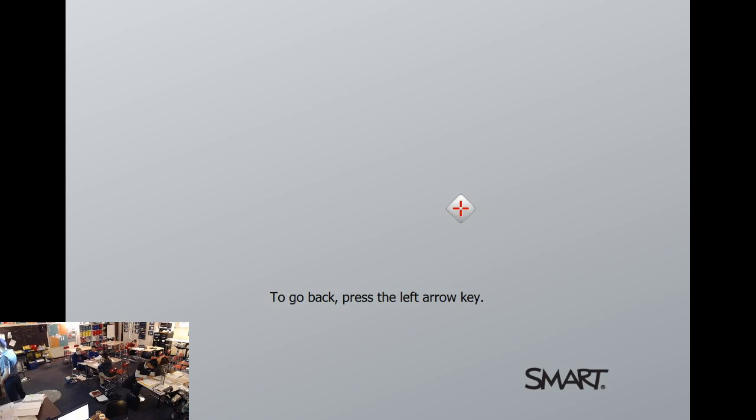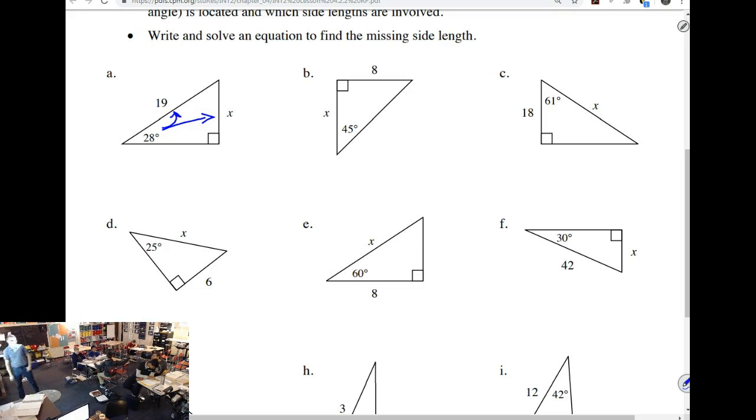Okay, B would be tangent of x. You don't know what x is. B is literally the one thing. You mean the 45-degree angle? It's isosceles. Yeah, look at that. It is a special right triangle.